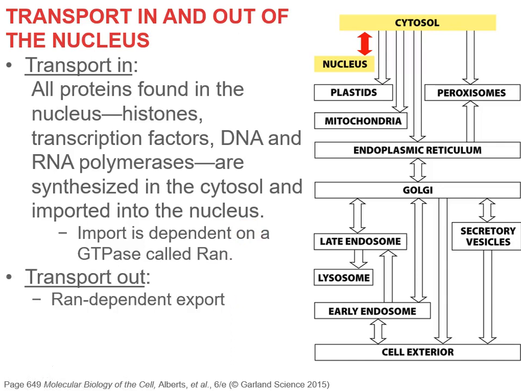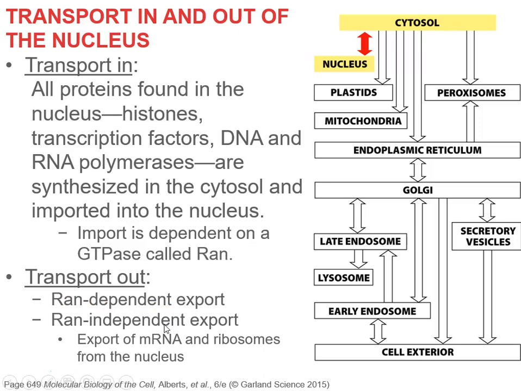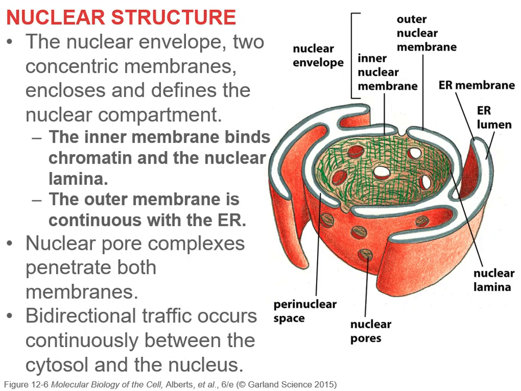How about transport out? What goes out? There's RAN-dependent export. There's also RAN-independent export. We already alluded to this a little bit in chapter 26 when we talked about how messenger RNA and ribosomes are exported out of the nucleus. So that occurs via a RAN-independent process. So we need to talk about RAN, so we'll talk about that today.